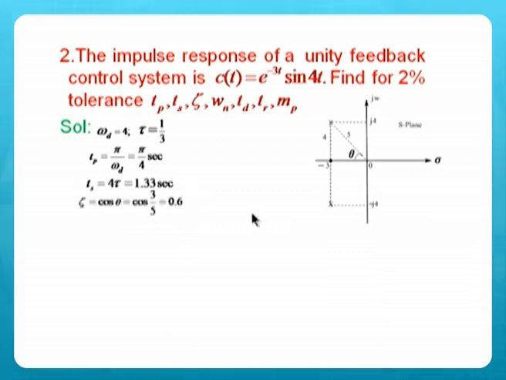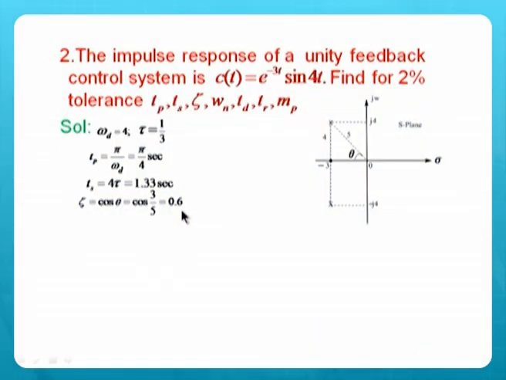Zeta is the damping constant. It is to be obtained from this right angle triangle. Here cos theta equals zeta. So cos theta is obtained from this right angle triangle as 3/5, and that itself is zeta, equal to 0.6. So 0.6 indicates it is an underdamped system. A value of zeta between 0 and 1 means an underdamped system.